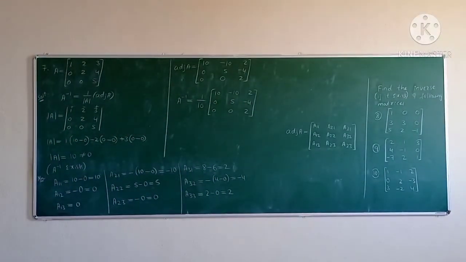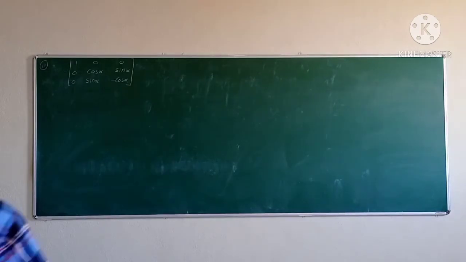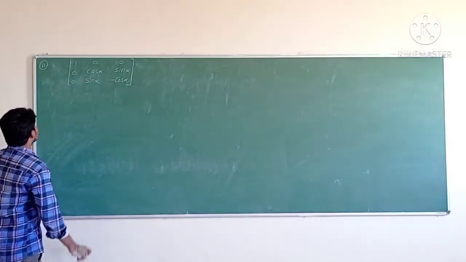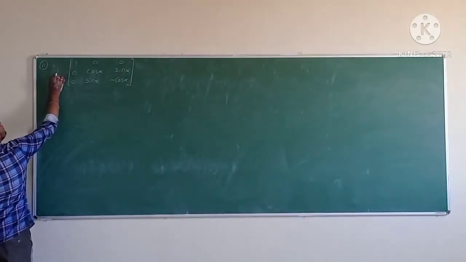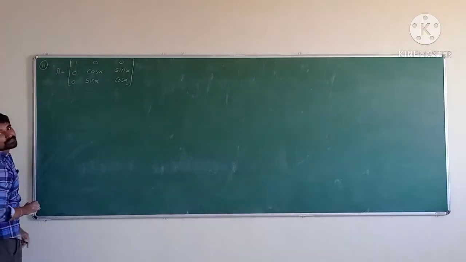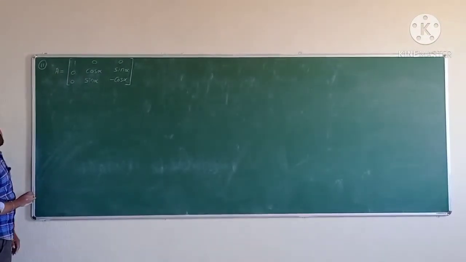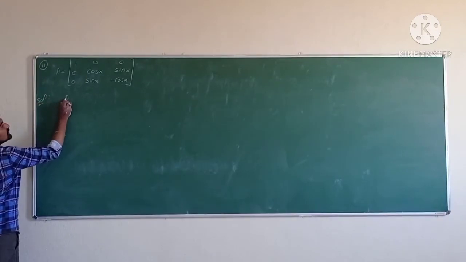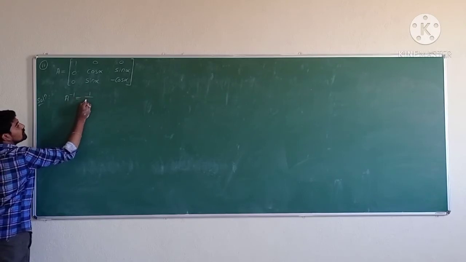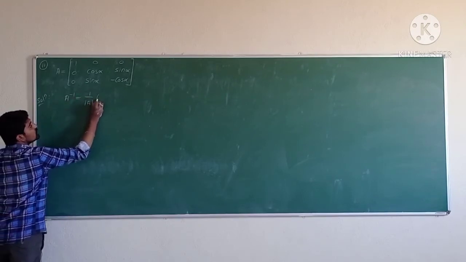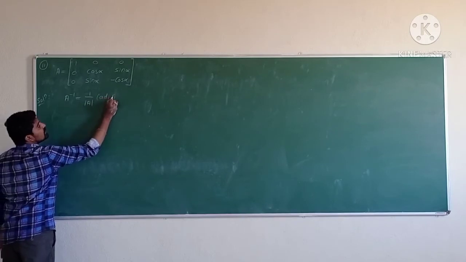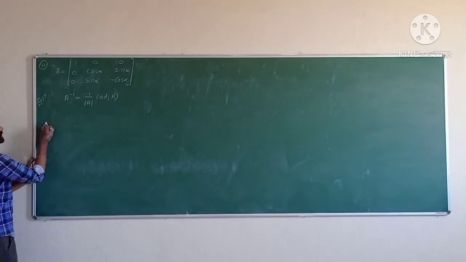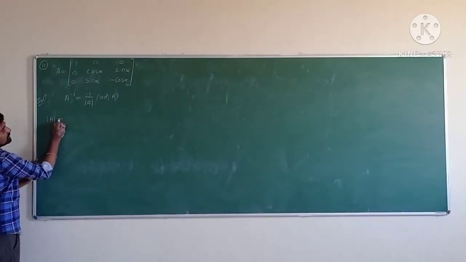So now the question number 11. Here also we need to find the inverse of this given matrix. So for that, let the given matrix be defined by A. So we are looking for A inverse. We know that A inverse is equal to 1 divided by determinant of A into adjoint of A matrix, where determinant of A is not equal to 0. So first we need to find out the value of determinant of A.